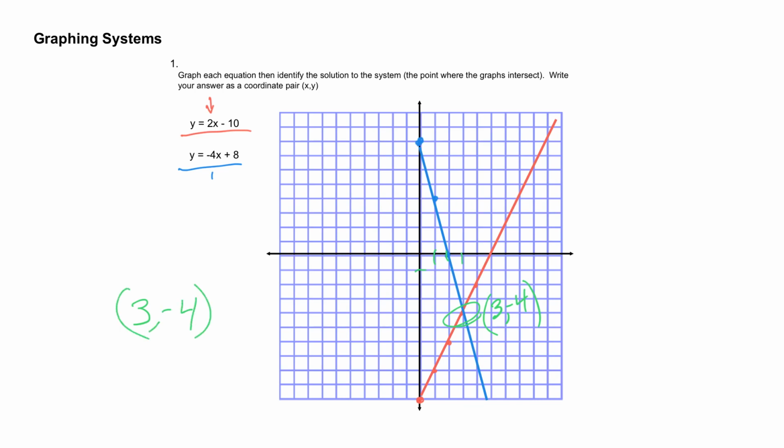And I'm going to do that by plugging in 3 into each equation. 2 times 3 minus 10 is negative 4. Works for the first one. For the second one, negative 4 times 3 is negative 12, plus 8 gives me negative 4. Also works for the second one. It is a solution to both equations.